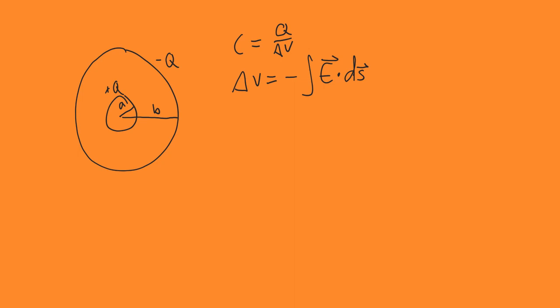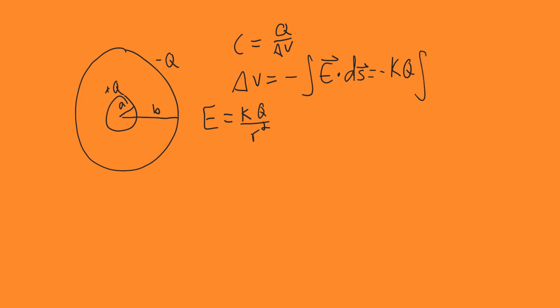Now, the electric field is pretty simple because the electric field is always going to be moving radially away, right? We have radial symmetry with our spheres. So we can write out that electric field as KQ over R squared. And we can plug that into our integral. So we get negative K, and this Q isn't changing, right? So we can pull it out of the integral.